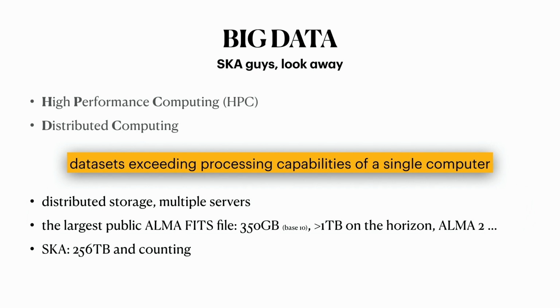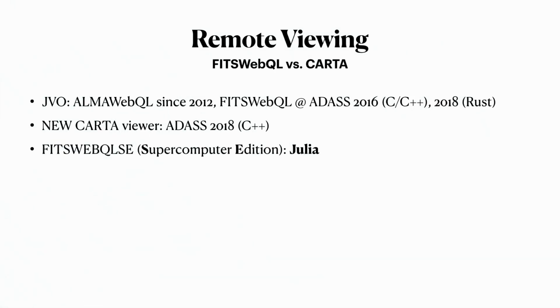Now, SKA guys, please do look away. The largest publicly available ALMA FITS file is only about 350 gigabytes. So we are nowhere near SKA's 256 terabytes of data. But then again, ALMA 2 is on the horizon. Such big datasets almost invariably require remote viewing. There's just no way anyone can download terabytes of data to their own computer within a reasonable timescale.